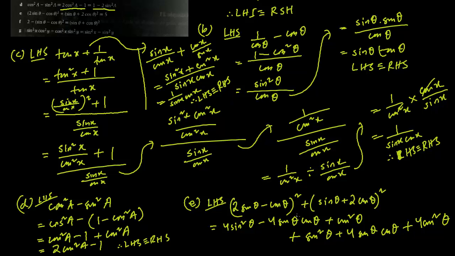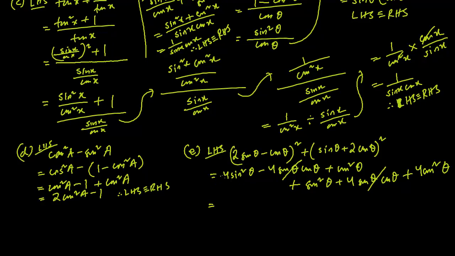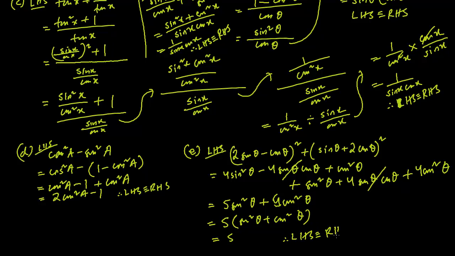Now minus 4 sine theta cos theta and plus 4 sine theta cos theta cancels off. What we can write now is 4 sine squared theta plus sine squared theta is 5 sine squared theta, and cos squared theta plus 4 cos squared theta is 5 cos squared theta. If we take 5 common, sine squared theta plus cos squared theta is going to be 1, and the answer is going to be 5. 5 ones are 5. Therefore, left hand side is identical to right hand side.